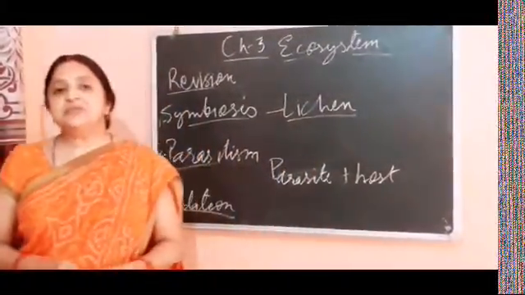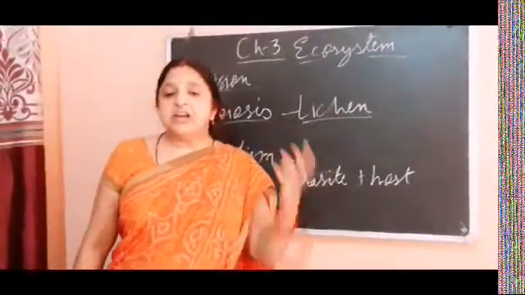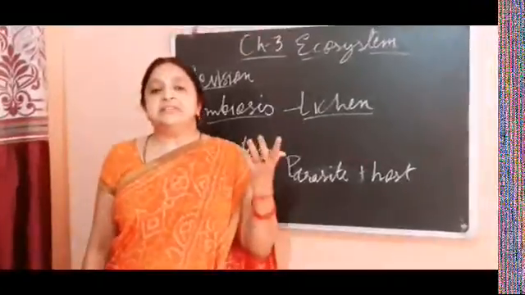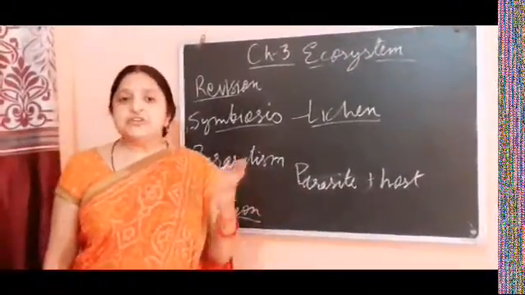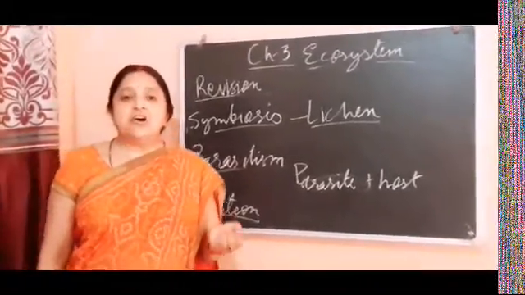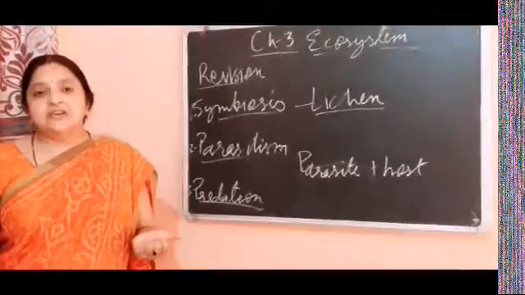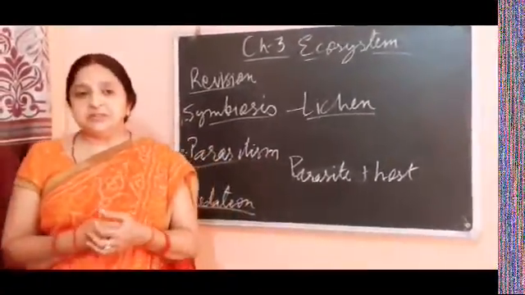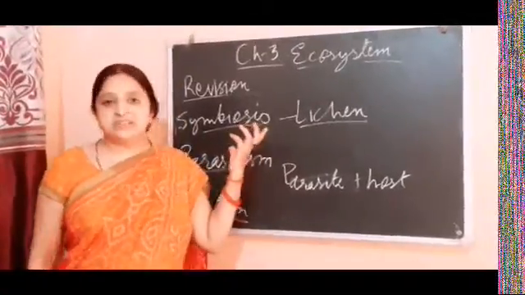The example of symbiosis is lichen. Lichen is the relationship between algae and fungi. In the relationship of algae and fungi, algae is green in color, so it is able to make food. So it provides food to the fungi, and on the other hand, fungi provide shelter to the algae. In this way, both the partners are benefited by each other. So this is called symbiosis.